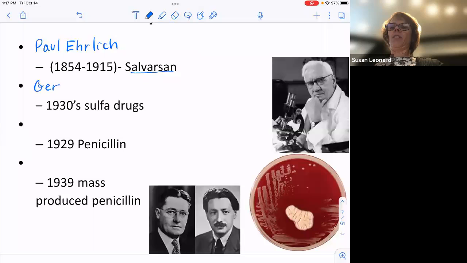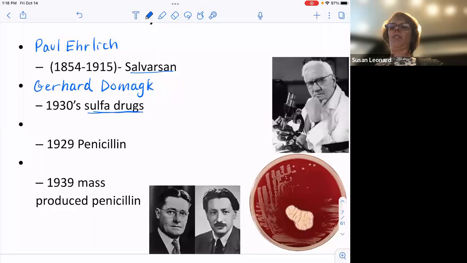And really, we didn't find any other agents that were useful against bacteria until the 1930s, when Gerhard Domagk, I think I'm getting the pronunciation close there, a German scientist, was again systematically testing a number of compounds against streptococcus in mice. And he finally found one that he called, I'm blanking on the name of it, but it was a sulfa drug, Prontosil.